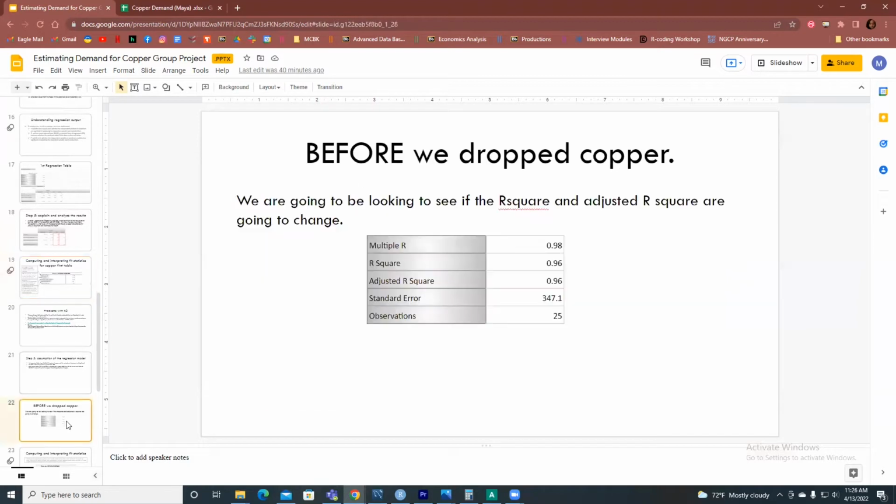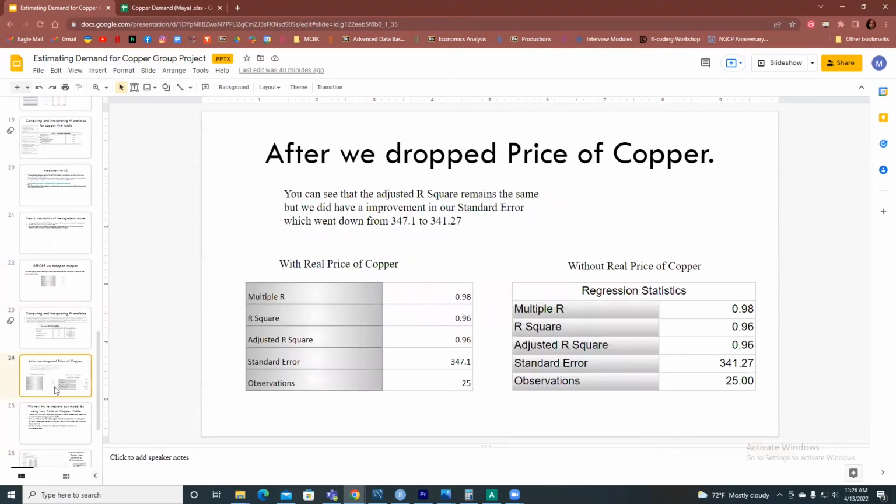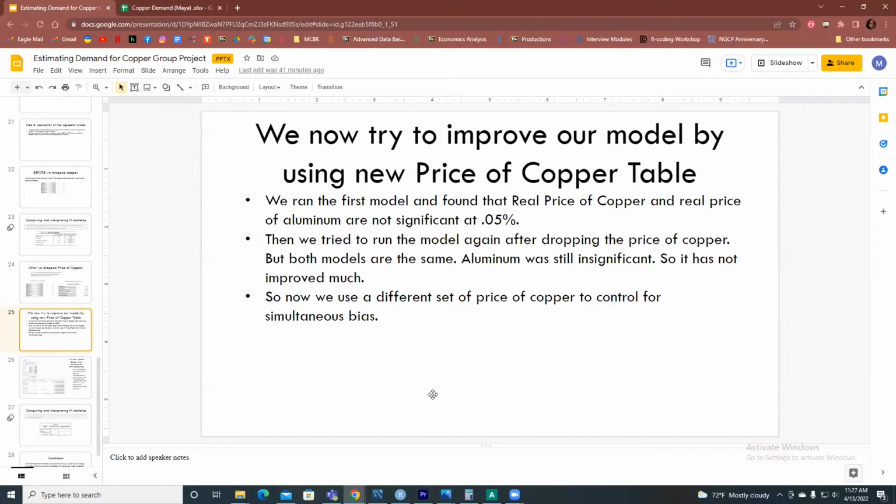We did run this again by taking out the price of copper just to see if it did have any impact. So now that we've dropped the price of copper, we're going to look at our standard error. So it did go up just a tiny bit, and our adjusted R-squared stayed relatively the same. So taking the price of copper out entirely of our equation did not do much for us. So what we tried to do is make sure that aluminum was still insignificant and has improved, but we want to use a different set of prices to control the simultaneous bias.